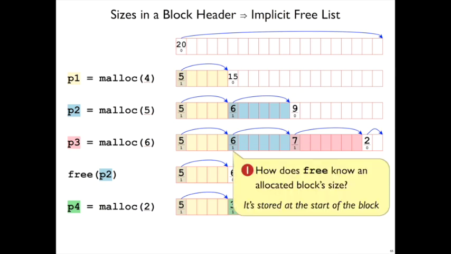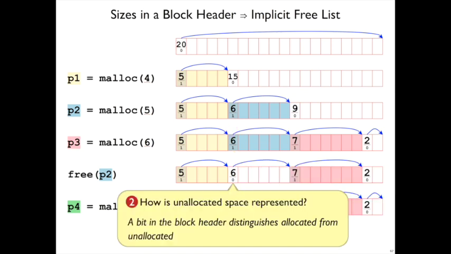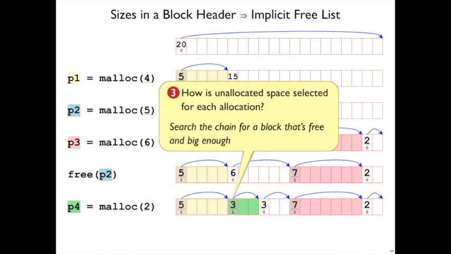So to refine our answers to some of our design questions, how does free know the allocated block size? It's because it's going to be stored at the start of the block. And while free will be given a payload pointer here, it can just back up by 1 word to get to the block header. And unallocated space is represented by setting a bit in the block header to 0 instead of 1. How do we find space to satisfy a request? Well, for now we're just going to walk through the linked list of blocks and find the first one that's available and big enough.